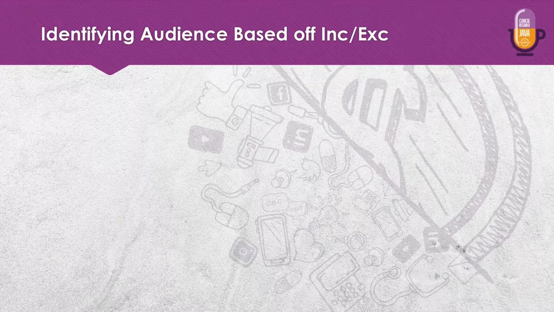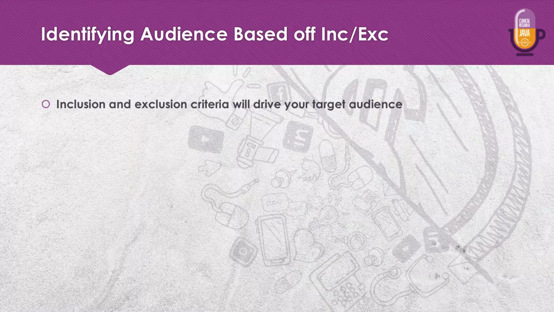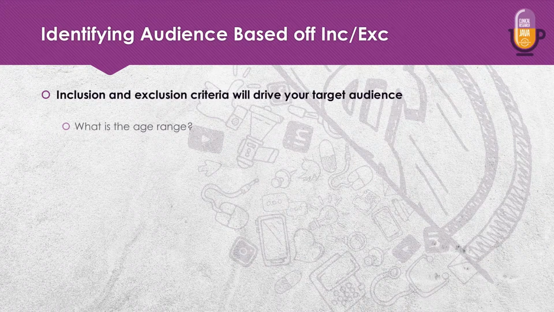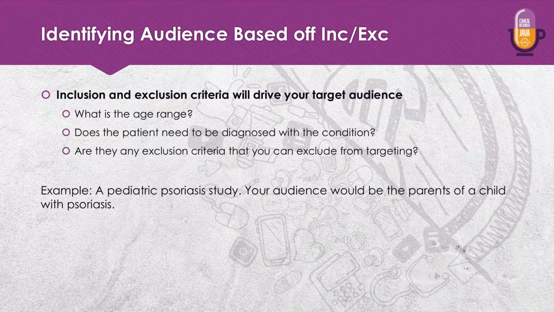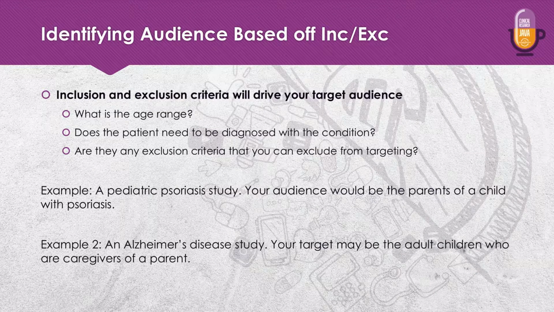Identifying your audience based off the inclusion and exclusion criteria. Some of the driving factors that make up your target audience for study-specific advertising are diagnosis, age, and any exclusion criteria. For example, for a pediatric psoriasis study, your audience would likely be the parents of the child with psoriasis. Another example is an Alzheimer's disease study. Your target audience may be the adult children who are the caregivers of a parent with Alzheimer's.